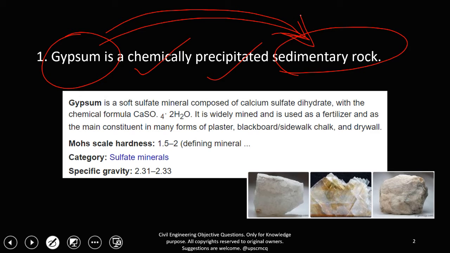Moreover, you should know that gypsum's chemical formula is CaSO4.2H2O, and that hardness can be measured by the Mohs scale. There are other tests also, the Rockwell test and Knoop's hardness test, but those are not important for now.